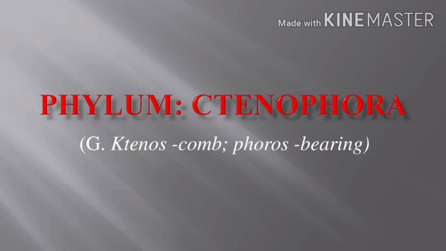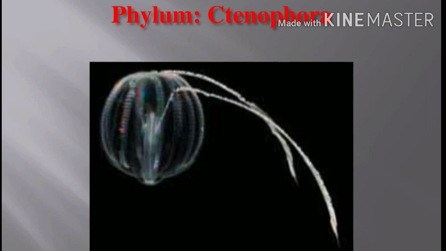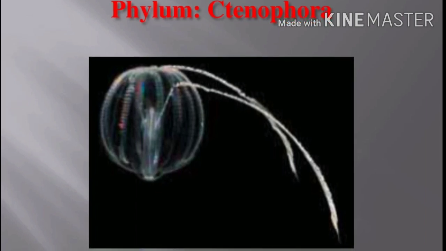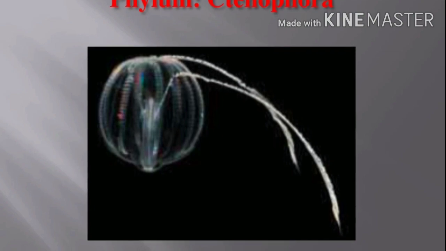In the last slide we understood the phylum Porifera and phylum Cnidaria. Now we understand the phylum Ctenophora. So what is the phylum Ctenophora? The phylum Ctenophora is the comb jellies. It has a bioluminescence character also. Bioluminescence is seen in examples of comb jellies.